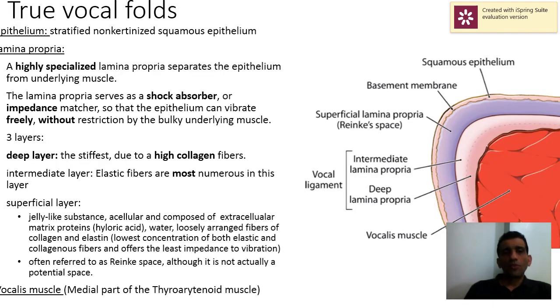The true vocal cord epithelium is stratified non-keratinized squamous epithelium. The first layer is the epithelial layer, followed by the lamina propria, which is divided into certain layers. The deepest layer is the vocalis muscle, the medial part of the thyroarytenoid muscle.